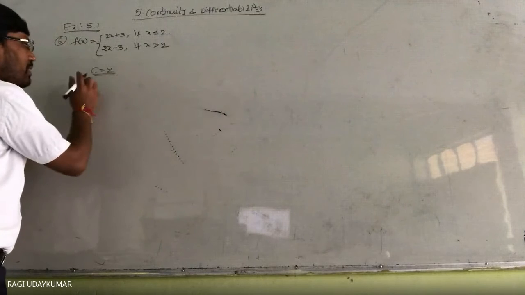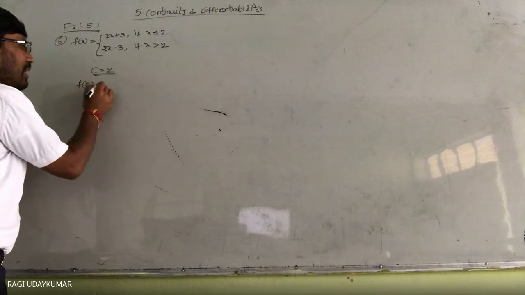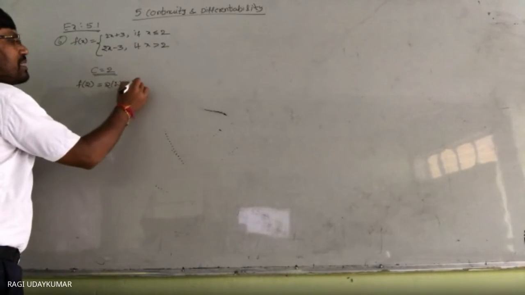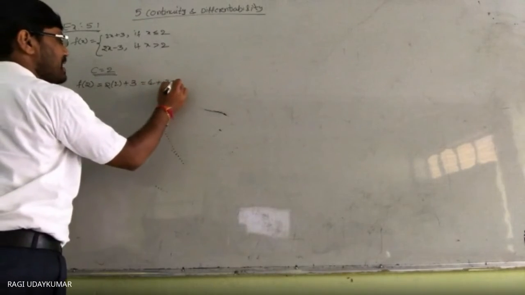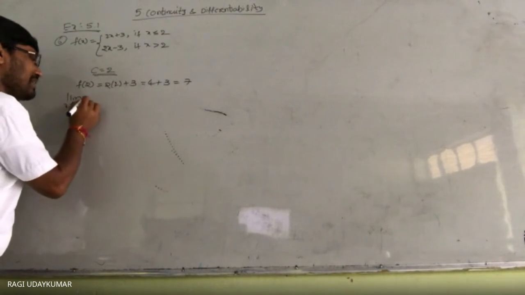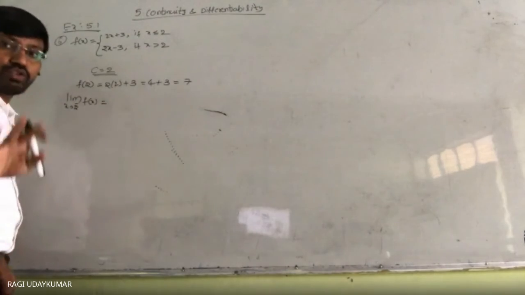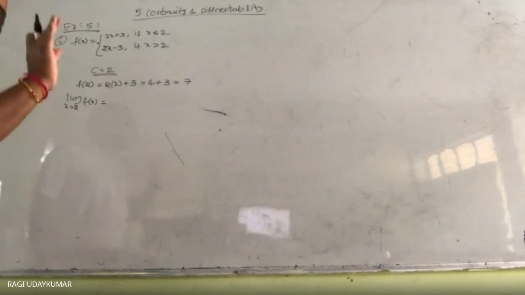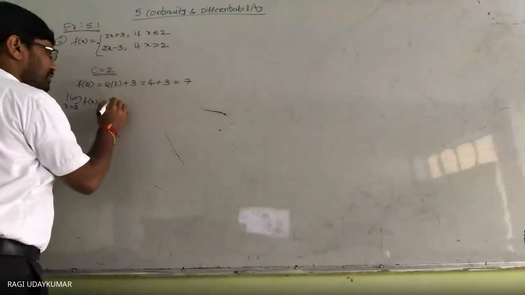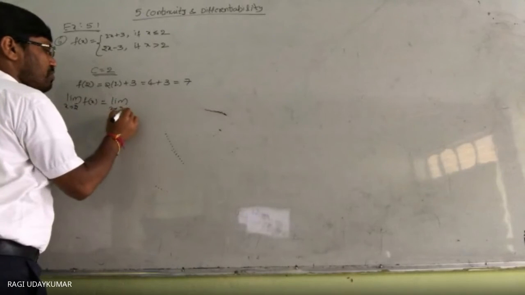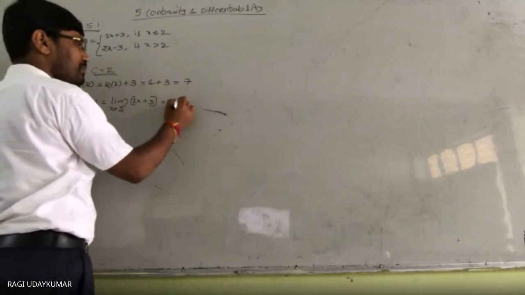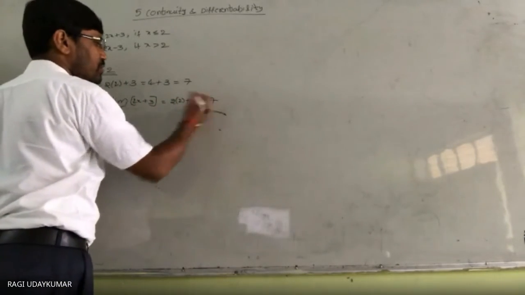For c equal to 2, we need to find f of 2. Substitute 2 here. So what you get is 2 into 2 plus 3, which is 4 plus 3, which is 7. Now we need to check limit x tends to 2 minus of f of x. 2 minus is not minus 2; it is 2 only, but the left side of 2. For the left side of 2, the function becomes 2x plus 3. Substituting 2, we get 7 again.